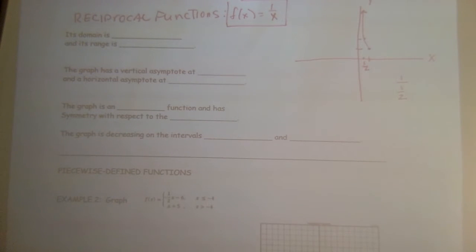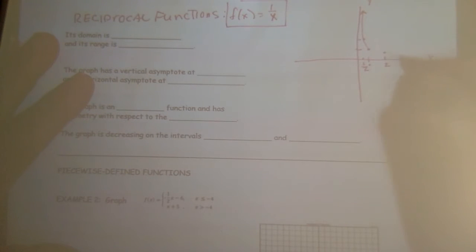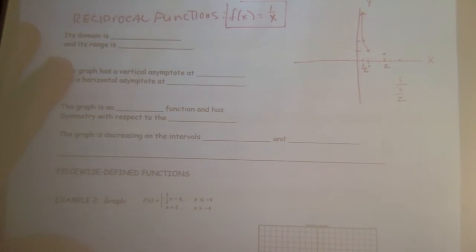Now what happens when I plug in 2? You get 1/2, right? What happens when I plug in 3? 1/3. What happens when I plug in 100? 1 over 100. When I plug in 1,000, I get 1 over 1,000. So this graph is going to approach the x-axis.